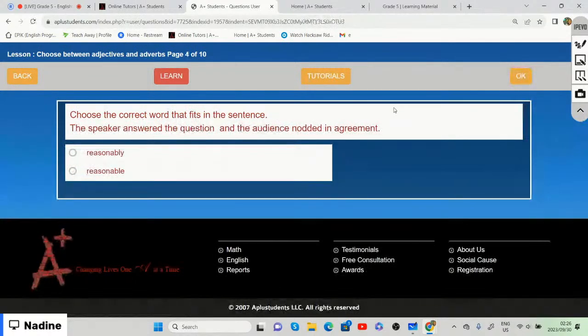The speaker answered the question and the audience nodded in agreement. So was the question answered reasonably or reasonable? Reasonably or reasonable? So the speaker answered the question, we can say reasonably, and the audience nodded in agreement. So reasonably.